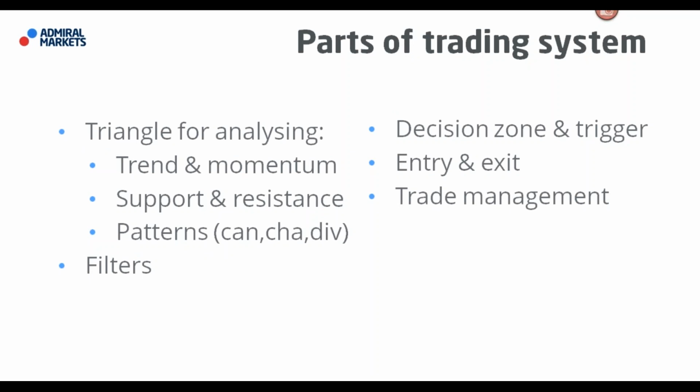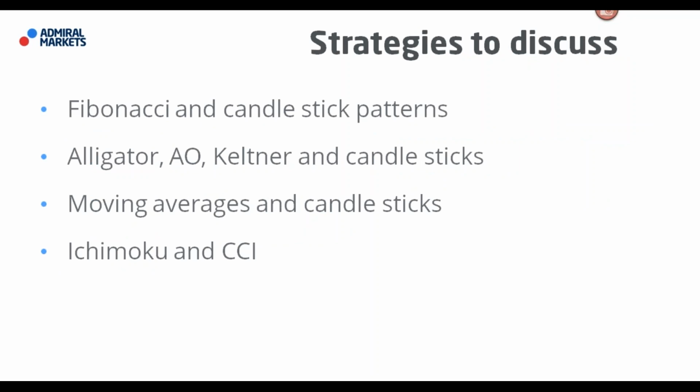today we don't have time to go through all of these points for each of these four ideas and systems. We would need more time to go that elaborately into all of these aspects. But I wanted to discuss, generally speaking, these four: Fibonacci and candlestick patterns, the Alligator, AO, Keltner and candlesticks, moving averages and candlesticks, and Ichimoku and CCI. So a bit of everything, as you can see.